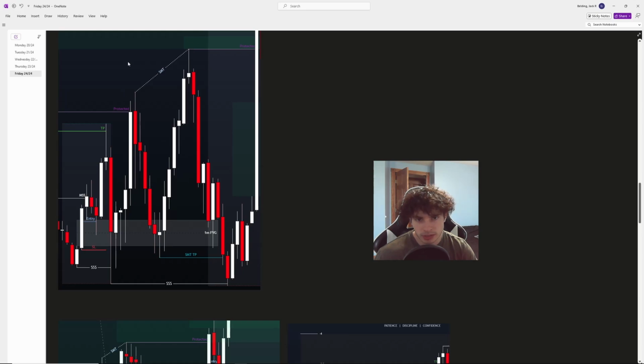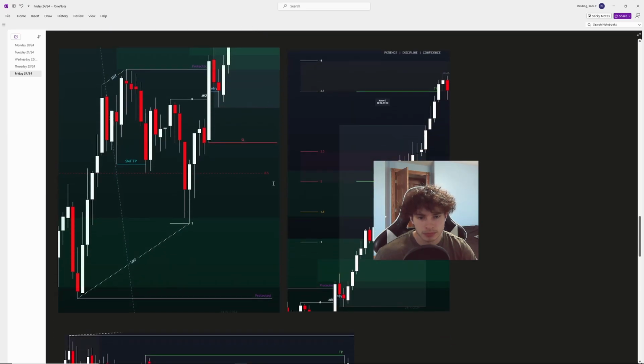We come up, we form SMT up here, displacement down, here's protected high, and we come all the way down to this SMT TP, sweep this low, and then right after we sweep this low, instantly shoot up to this protected high with this macro. Then right here, we have a move up, form SMT up here, take out the SMT TP, form some more structure.